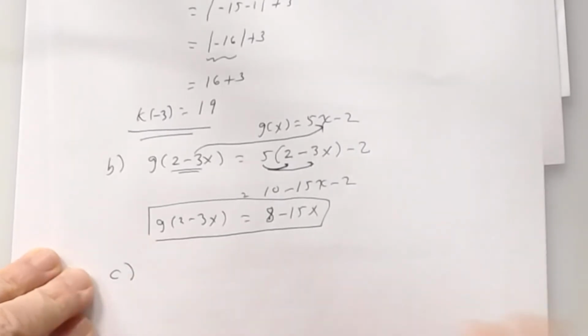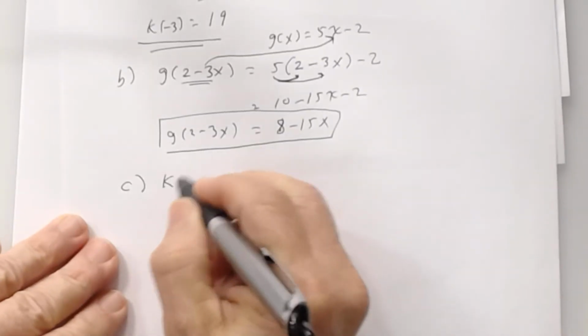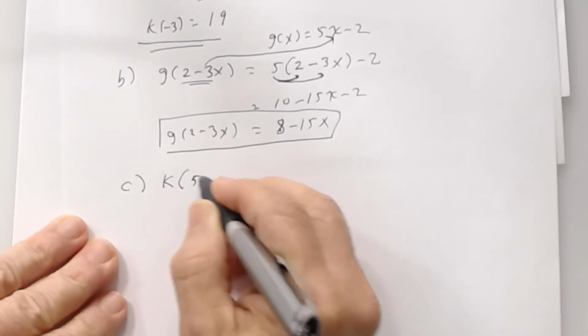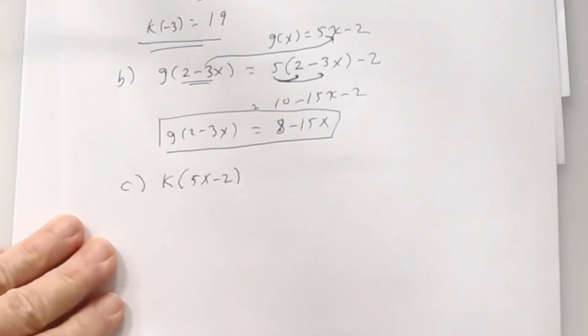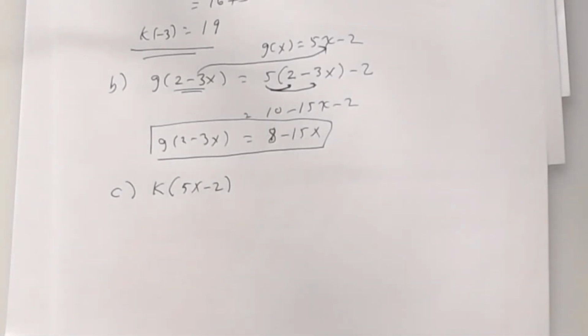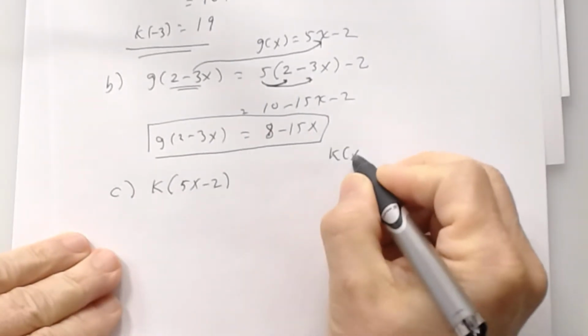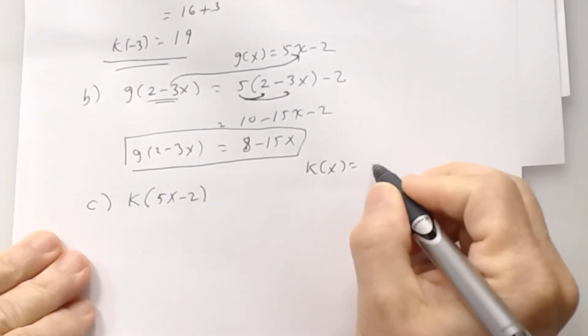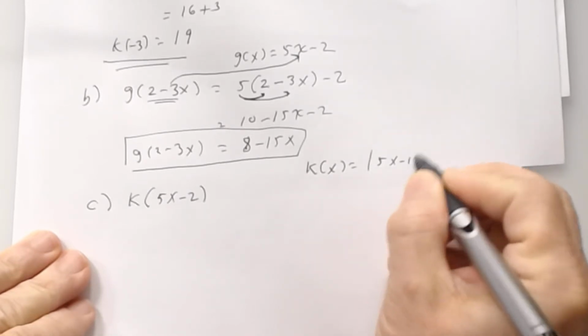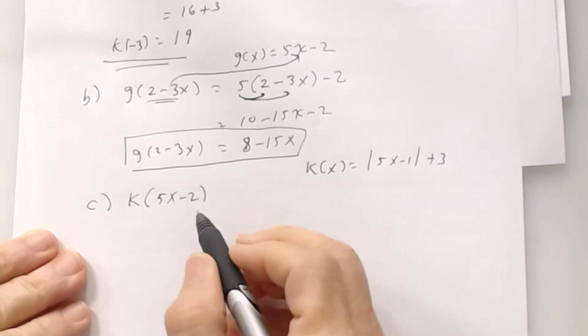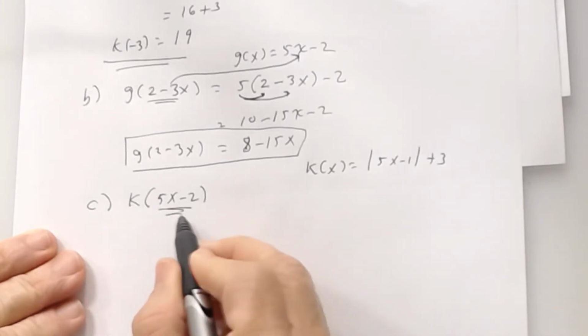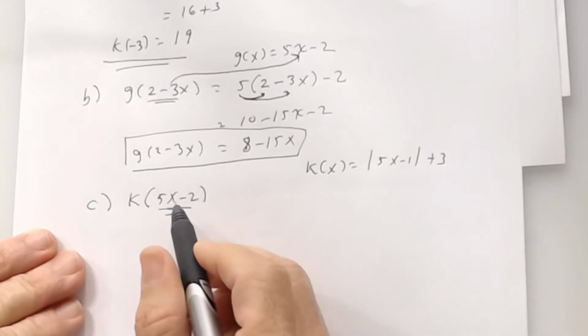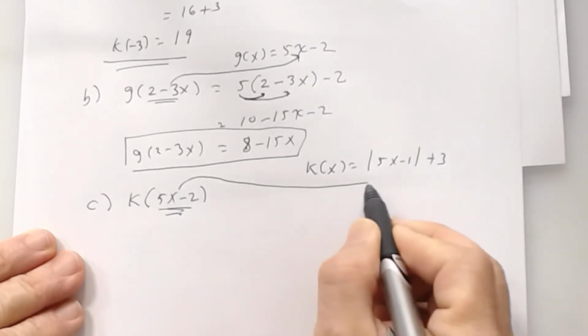All right. Letter C. Suppose you want to find k of 5x minus 2. K of 5x minus 2. So again, this time I'm going to go to which function? K. So I'm going to write the function k right next to it. So k of x is what expression? Absolute value of 5x minus 1 plus 3. All right, so I'm going to underline 5x minus 2. That's what I'm going to substitute into the variable. I only see the variable once on the other side.